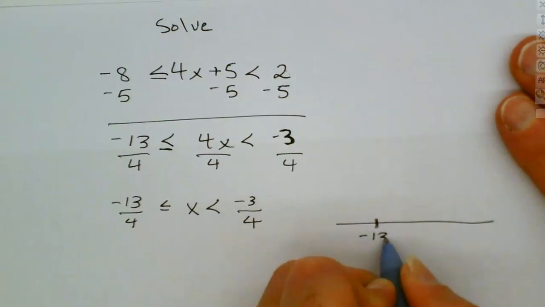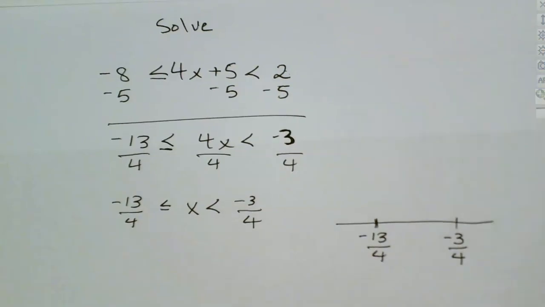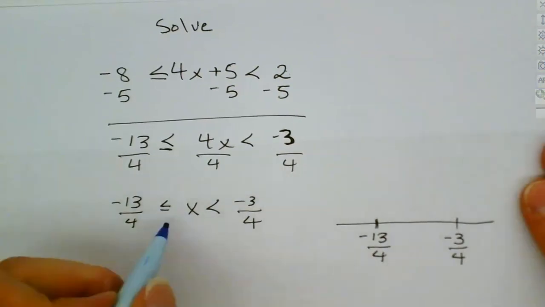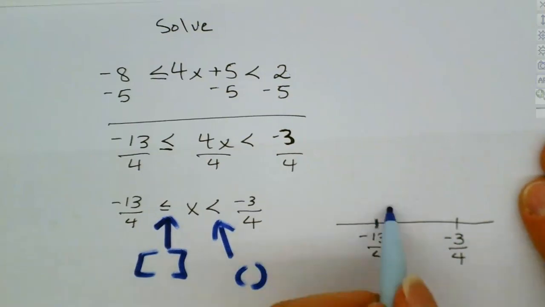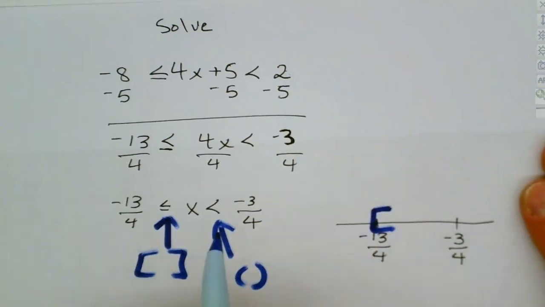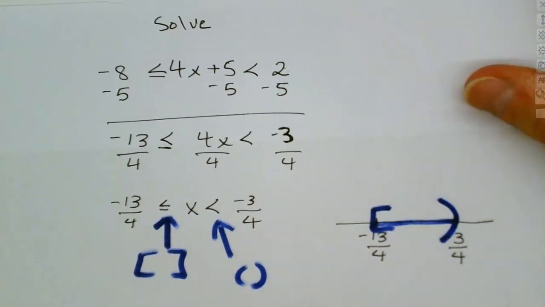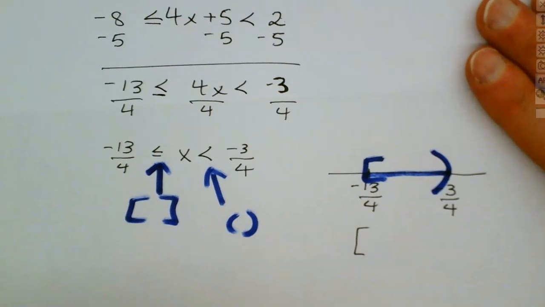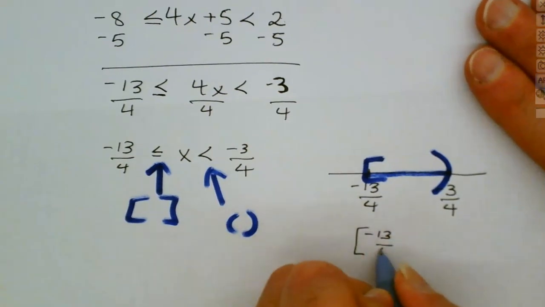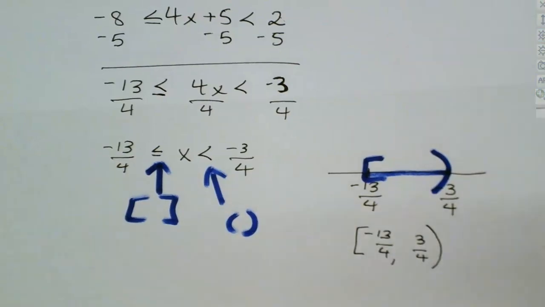And so we have a minus 13 over 4. We have a minus 3 over 4. Okay, what gets what? That one gets brackets. That one gets parentheses. So the minus 13 over 4 gets brackets. The minus 3/4 gets parentheses, and my answer is in between. So what does my answer look like in interval notation? Well, it looks like square bracket, minus 13 over 4, comma, minus 3 over 4 with parentheses.